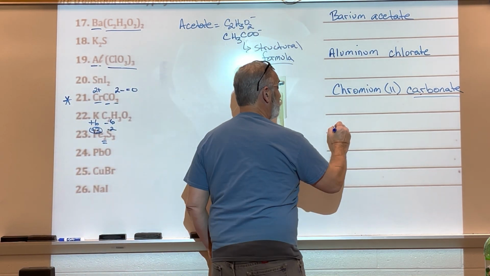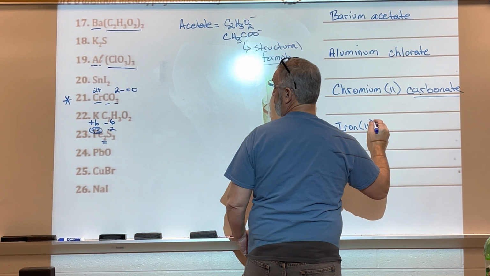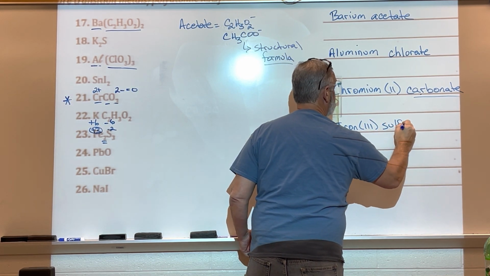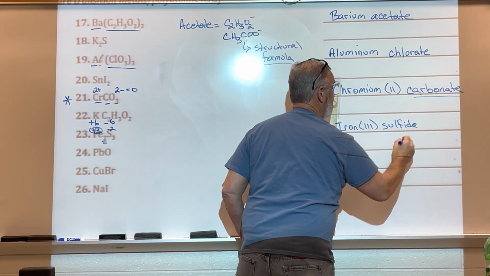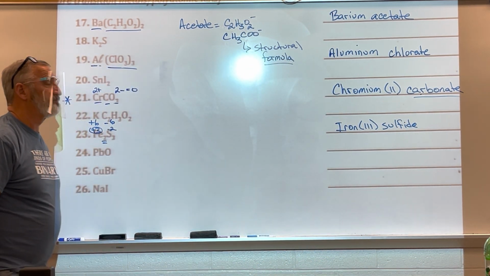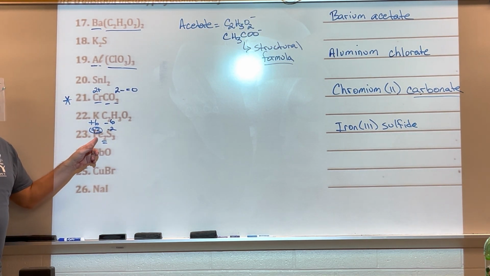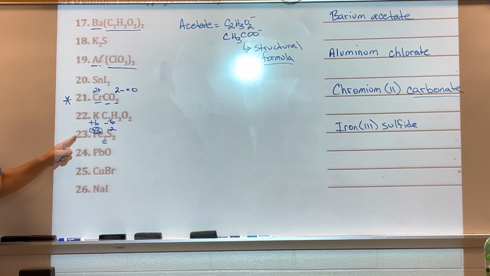Iron, Roman numeral 3. And then it's going to just be what? Sulfide, because there's no oxygen. It's just going to be a monatomic ion, so it's sulfide. Gotta use the Roman numeral when it's a transition metal with more than one. Notice on barium and aluminum I didn't have to, but on chromium and iron I do.